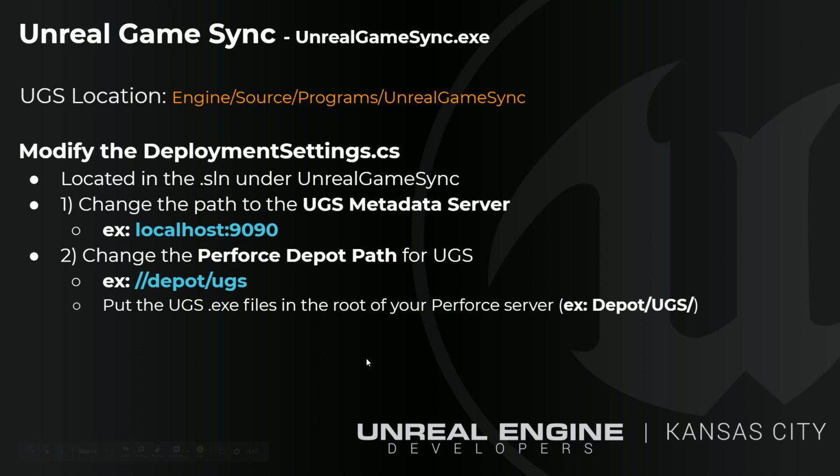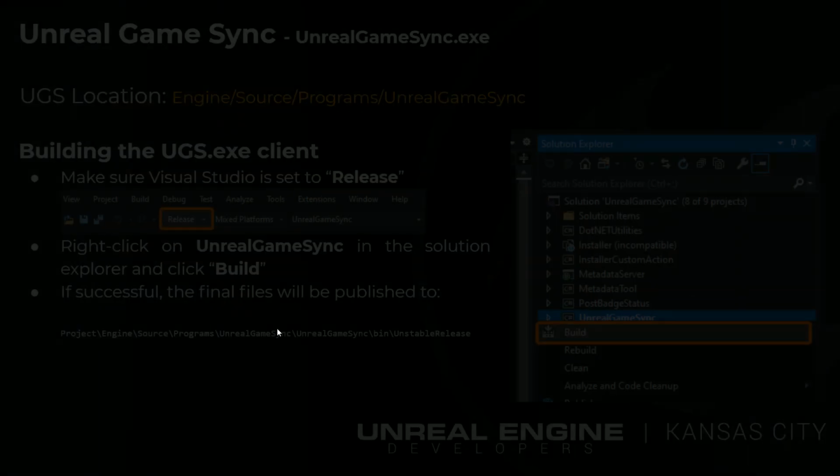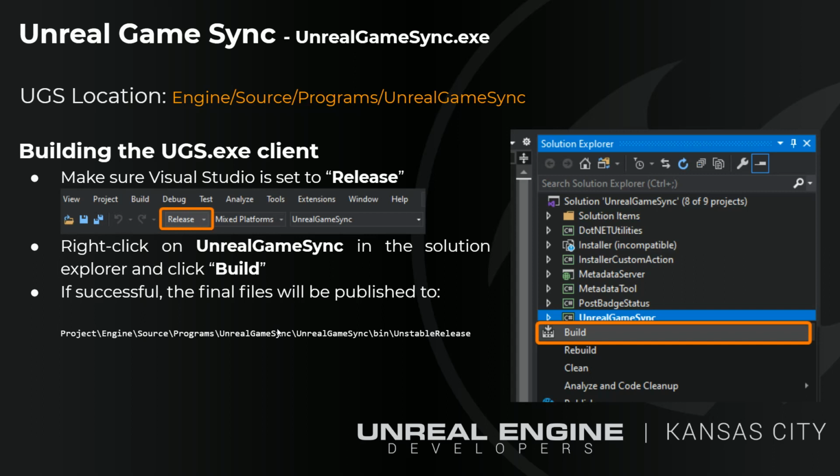Just those. So again, specifying where the metadata server is located, and localhost works if it's a local network, but typically this will be the IP of the machine you want to use. And then, of course, where the Perforce depot root path is. One other thing to keep in mind when you finally go to build the UGS client: make sure in Visual Studio you have it set to release. You can use debug. All you have to do is click the release tab, and then click build.